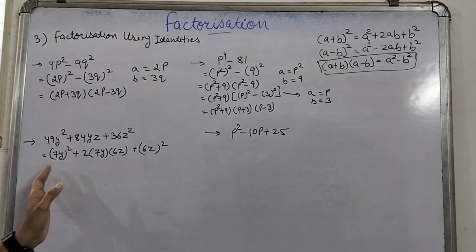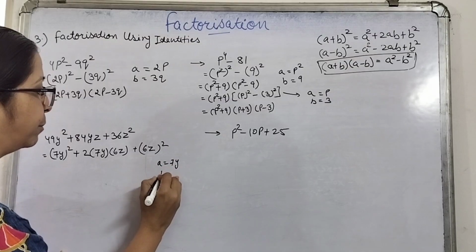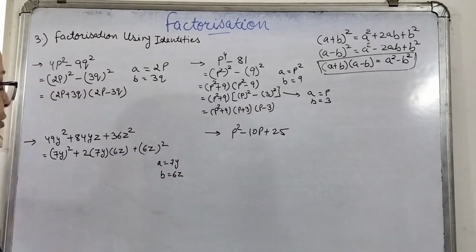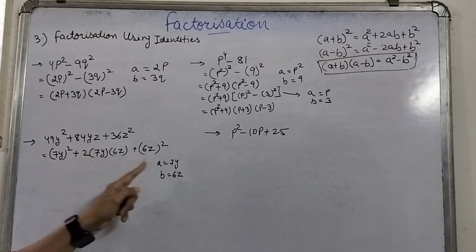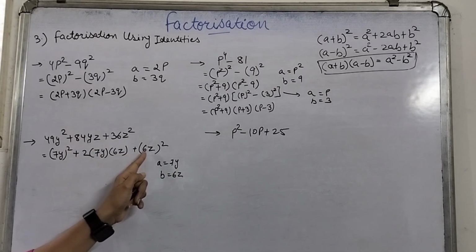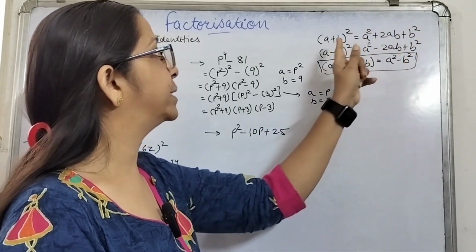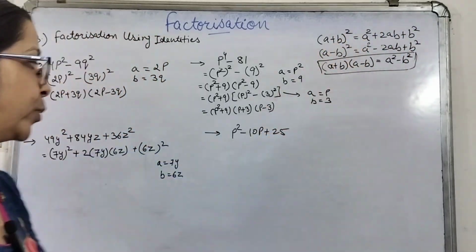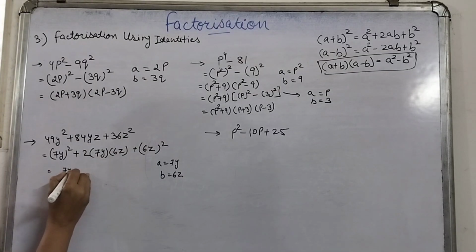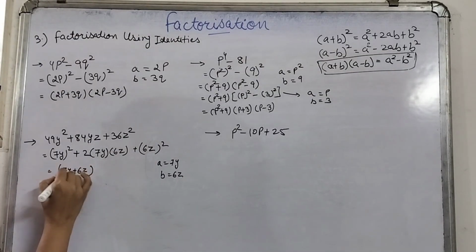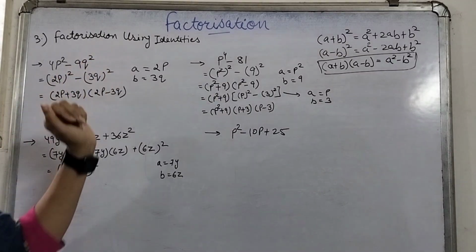Now if we take a as 7y and b as 6z, then it is a square plus 2 into a into b plus b square, and a square plus 2ab plus b square could be written as a plus b whole square. That means this could be written as a plus b whole square. This is how we can factorize it directly using the identity.